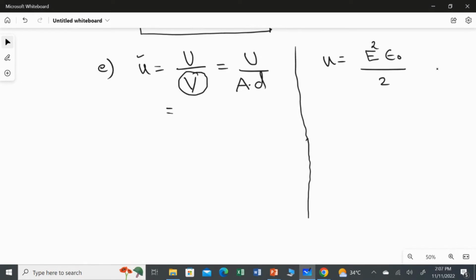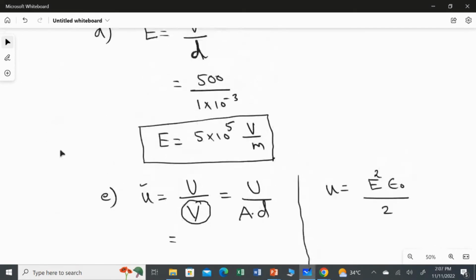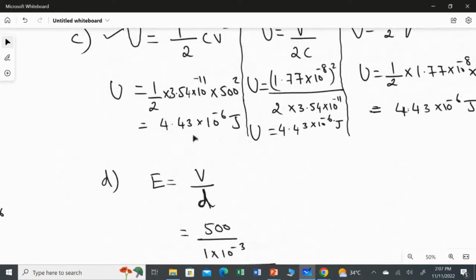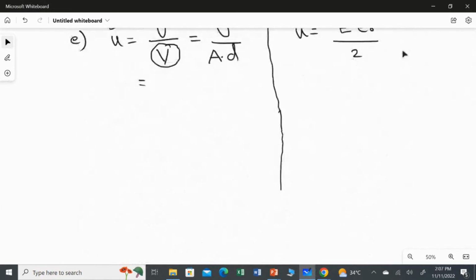So what is our energy? In the previous part, I think in the third part, we found the energy, am I right? So we got the energy as 4.43 multiplied by 10 power minus 6. So I'm going to use this value here. So what's the answer for this energy?